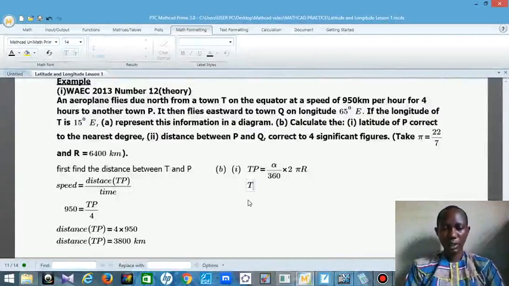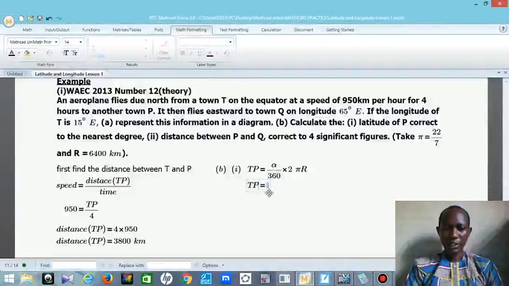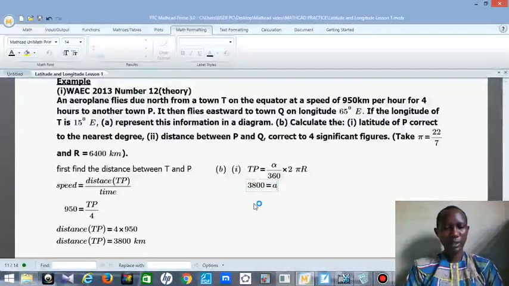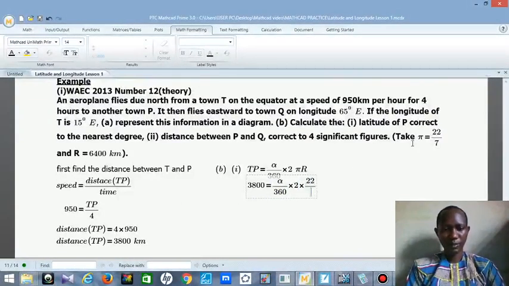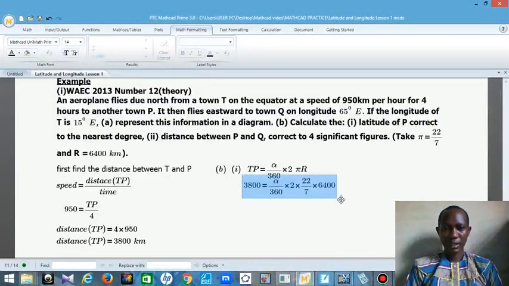So with this, we are through with our solution. Just substitute values and you are okay. TP is already calculated. We have 3,800 equals alpha, which we don't know, divided by 360, times 2 times pi, given as 22 over 7, times R, which is 6,400.